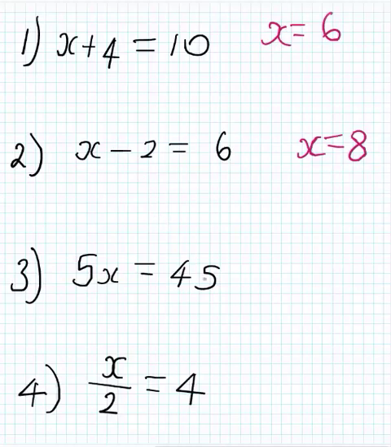Down here, we know in between a 5 and an X there's an invisible times there. So we are saying 5 times a number that equals 45. Well, I know that 5 times 9 is 45, so for this one, X will have to equal 9. And down here, a number divided by 2 to give us 4. Well, we know that 8 divided by 2 is 4, so X will have to equal 8.